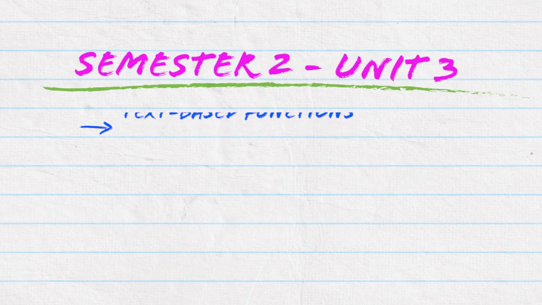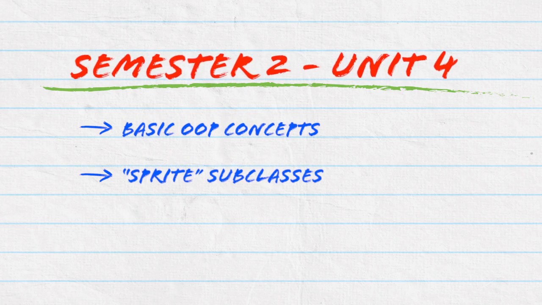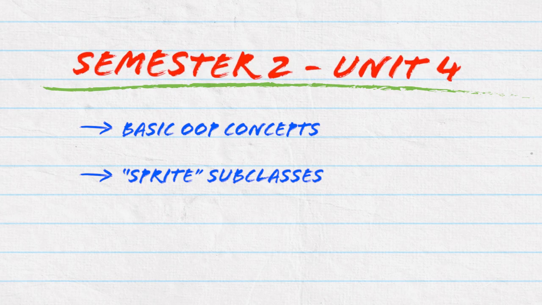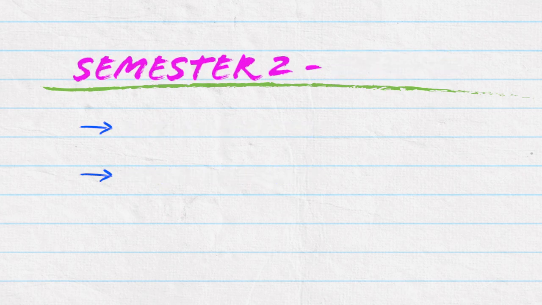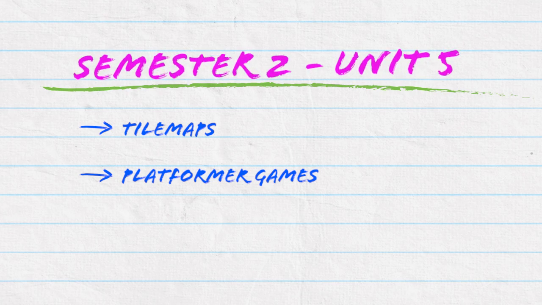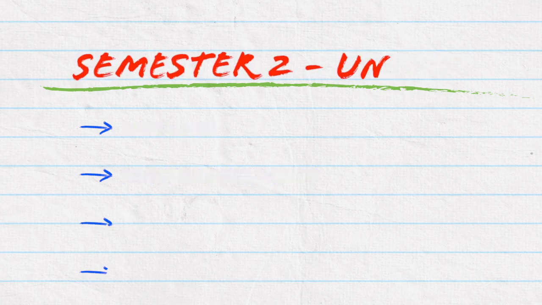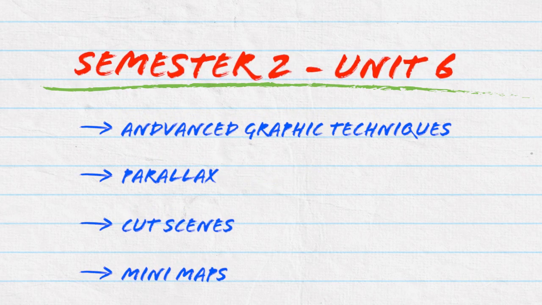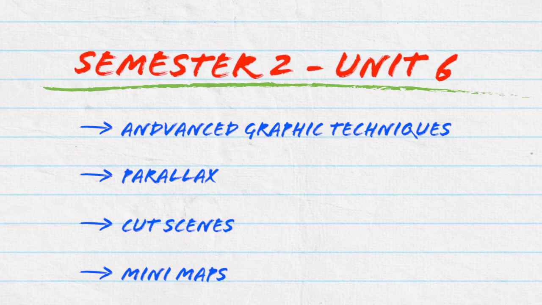Students implement functions in their typing language. Students learn very basic object-oriented programming and design techniques, focusing on subclasses that inherit from the sprite class. In this optional unit, students create projects that leverage tile maps, including platformer games. In this optional unit, students work with advanced graphic techniques, including parallax and mini-maps.